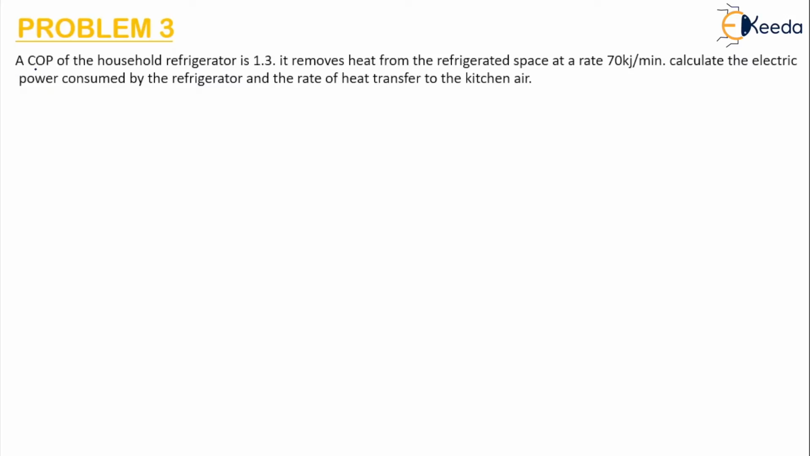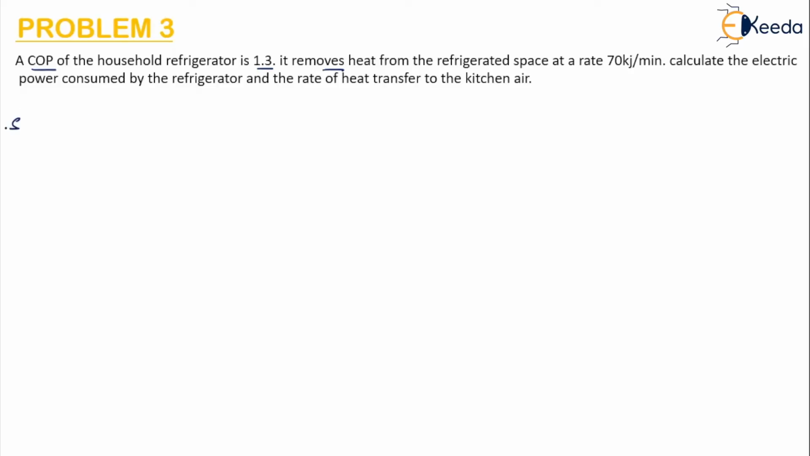A problem on the COP of the household refrigerator is 1.3. So it removes heat from the refrigerated space at a rate. They have given the COP, that is the coefficient of performance of the refrigerator, as 1.3, and it removes heat from the refrigerator. So removes means it is QL. Now they are asking us to calculate the electric power consumed by the refrigerator and also the rate of heat transfer to the kitchen air.